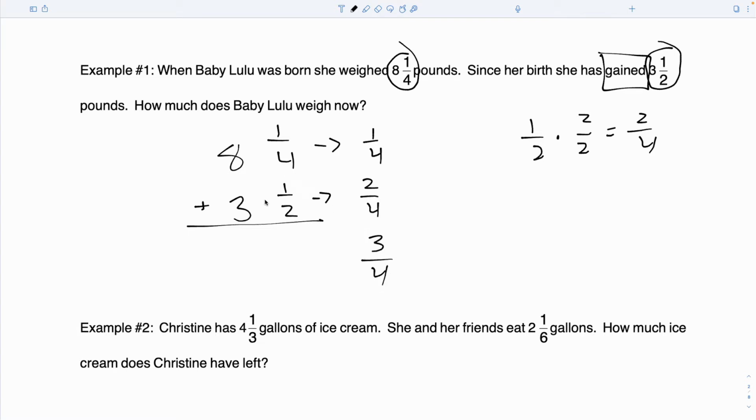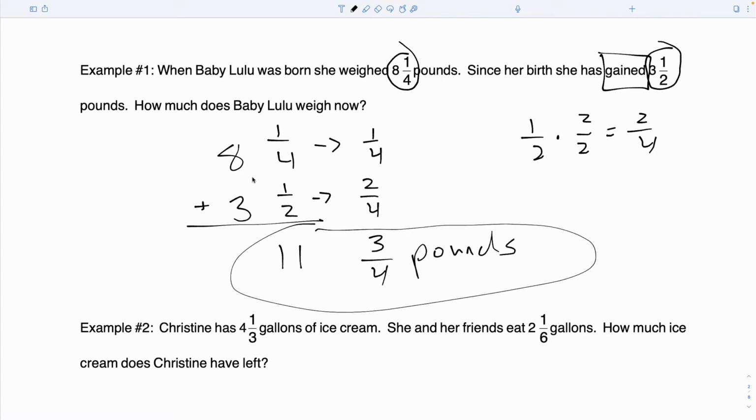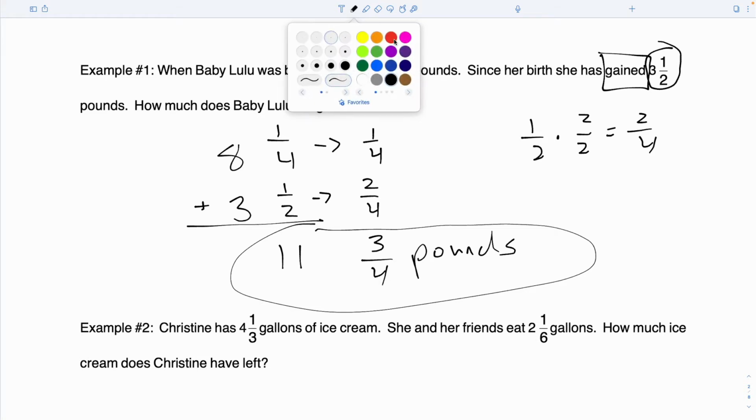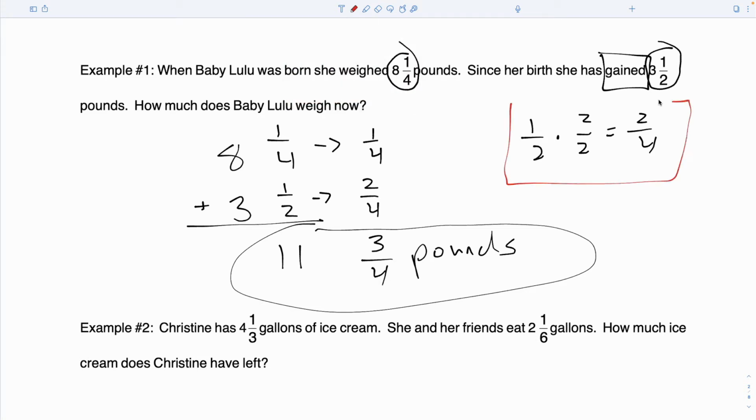8 plus 3 is 11. So these guys band together. Your answer is 11 3/4 pounds. I do need to see them added and stacked, so you need to rewrite them, especially since it's a word problem. Stack it, but this part that is in red is optional. If you can simplify and make a common denominator, you can do that in your head.